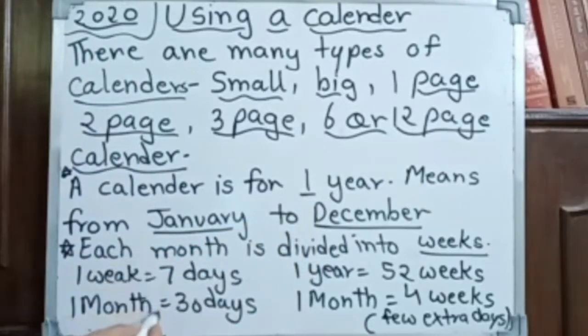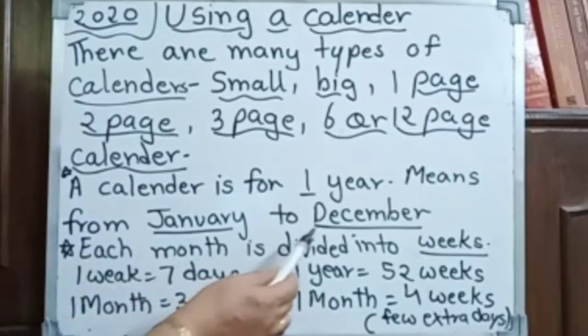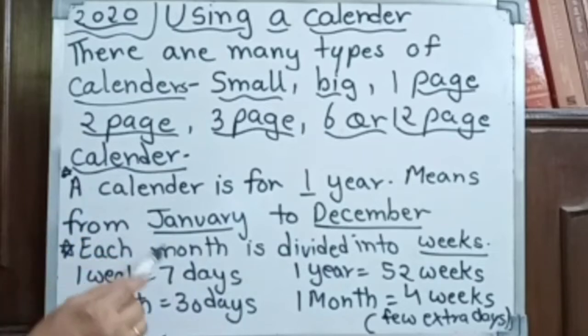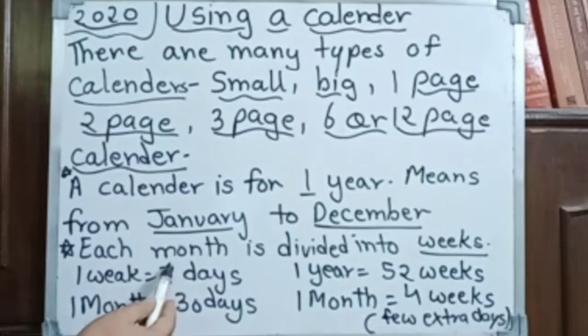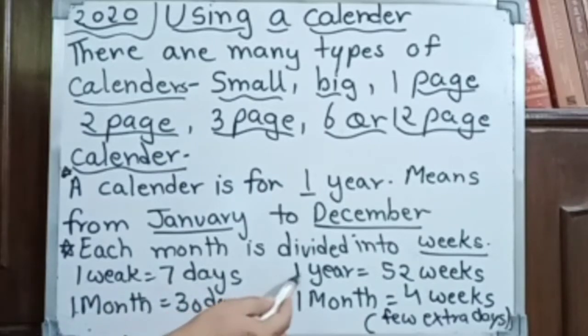Now here we have a very important part. Each month is divided into weeks in the calendar. Every month we have 4 weeks and a few extra days. Now things to remember: 1 week, 7 days. 1 month, 30 days. 1 year, 52 weeks. 1 month, 4 weeks. So you are in class 3, learn it by heart. And sometimes along with those 4 weeks we have a few extra days.